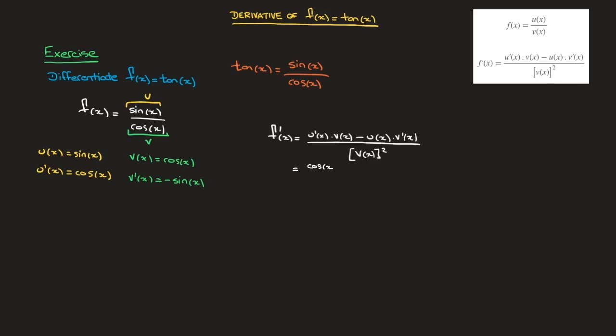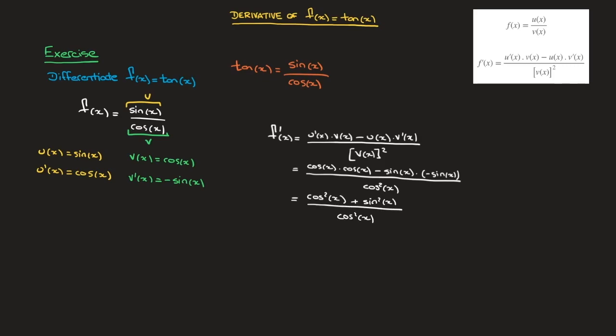cosine of x times cosine of x minus sine of x times negative sine of x. And all of that is written over v of x squared, so that's cosine squared of x. Now on the numerator, since we have this negative sign here and we're subtracting, we can simplify this to say that it's equal to cosine squared of x plus sine squared of x, and all of that's written over cosine squared of x.